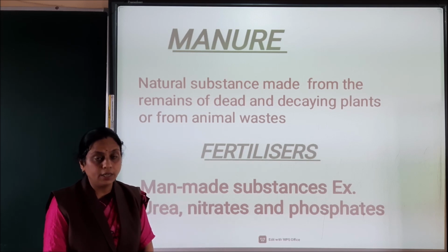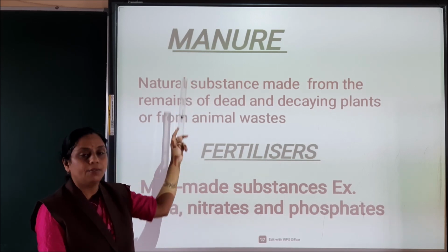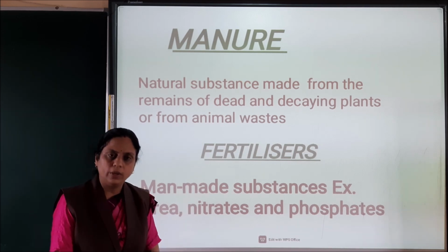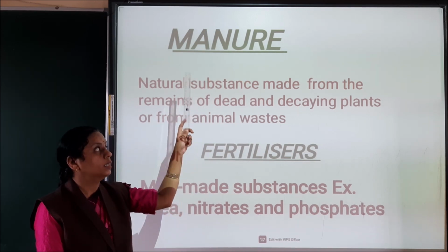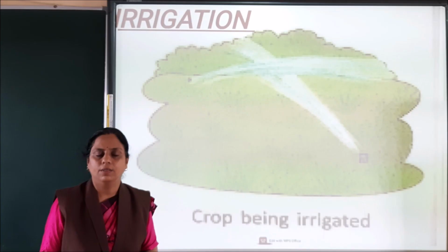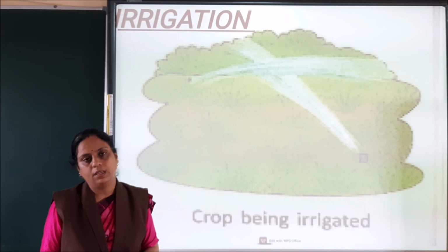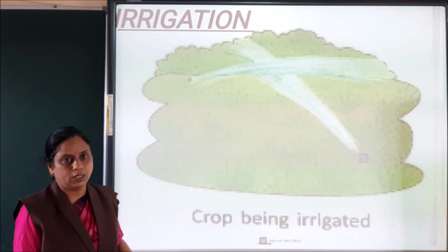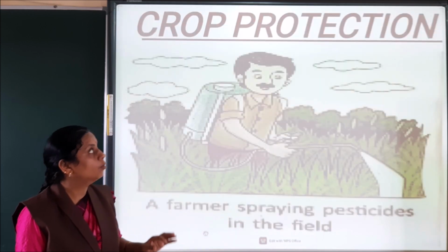So you can differentiate also. You can also write what is the difference between manure and fertilizer. Now, farmers water the plants at the right time with the right amount of water. This is called irrigation. Now what is the next step?